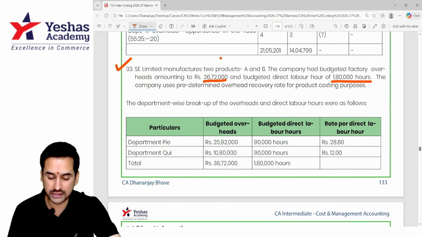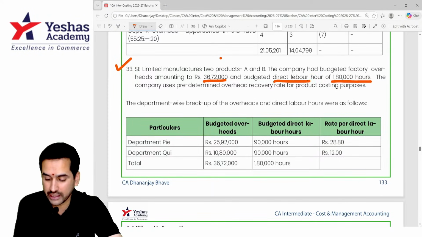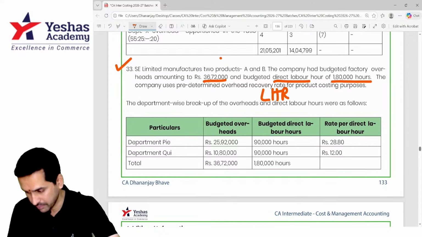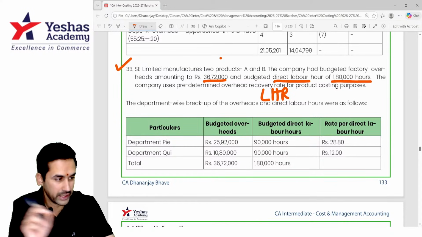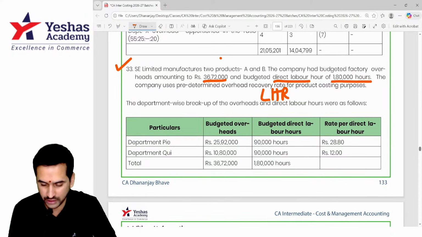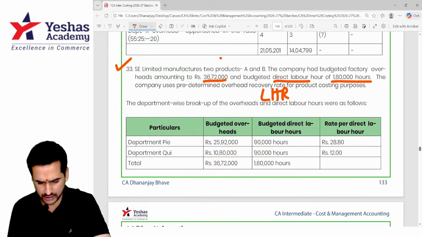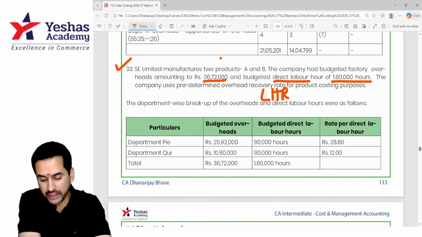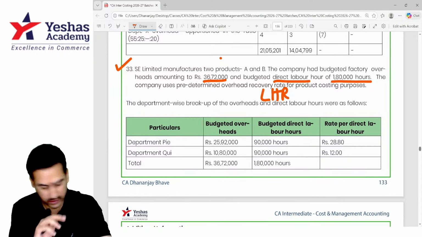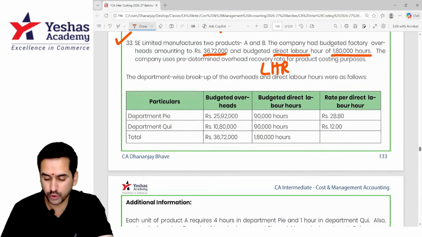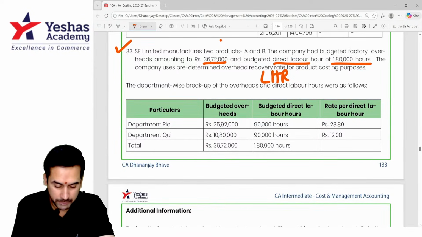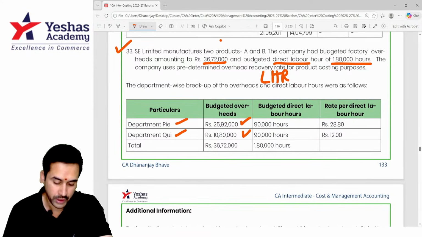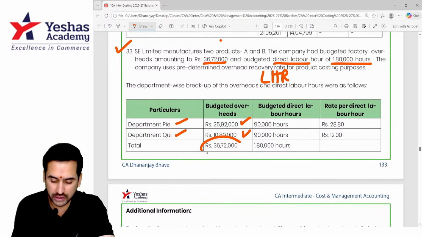So if I divide 36,72,000 by 1,80,000, I will get the labor hour rate, because your denominator is labor time. What is the formula for labor hour rate? Total overheads divided by total labor hours, correct? Which is 36,72,000 divided by 1,80,000. The company uses a predetermined overhead rate for product costing purposes. The department wise breakup of the overhead and the labor hours is given to you. For departments P and Q, 25,92,000 plus 10,80,000 will come to 36,72,000. This was the same number given in the first paragraph.